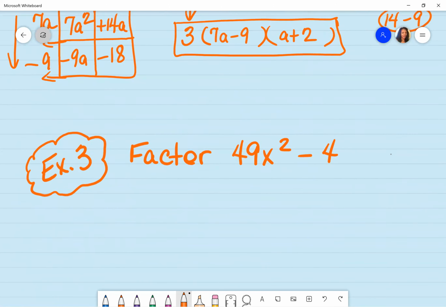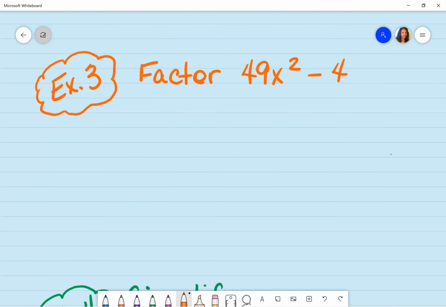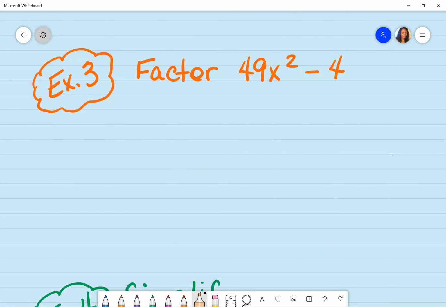Okay, we're going to factor one more. The easiest way to factor this type problem is to notice that it's a difference of 2 squares. But some people don't want to learn different strategies. They just want to stick with the box method. So if I am sticking with the box method, then what I want to do is create my box. I'm still going to have 4 boxes.